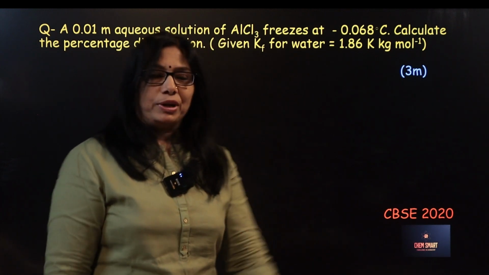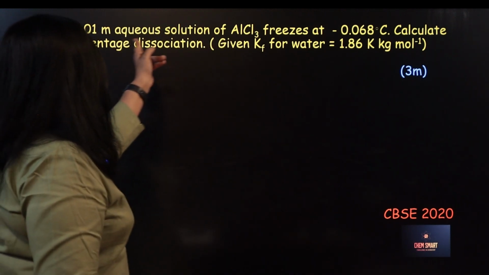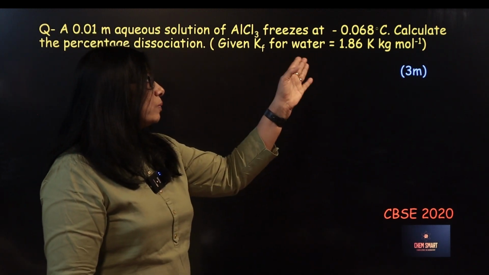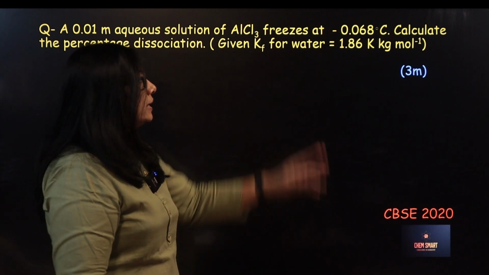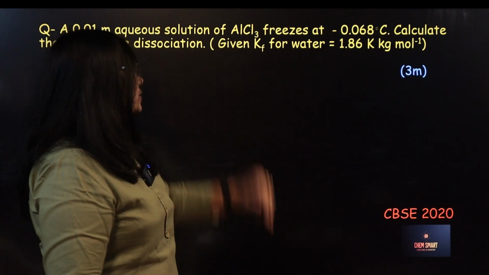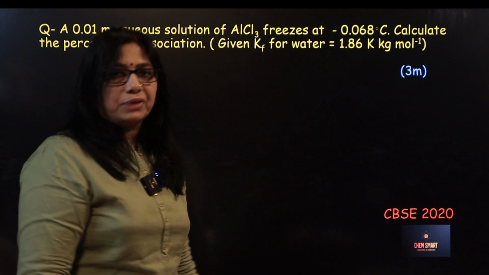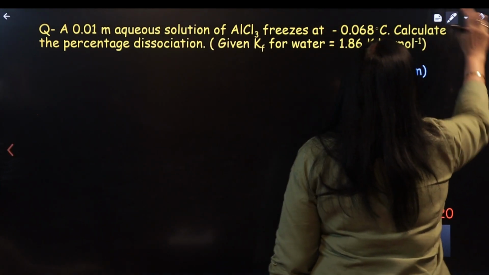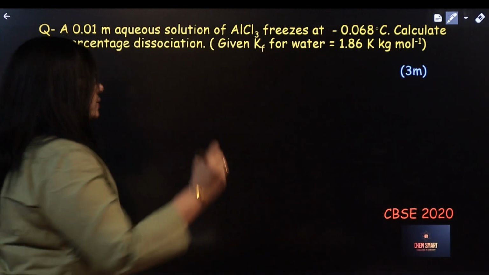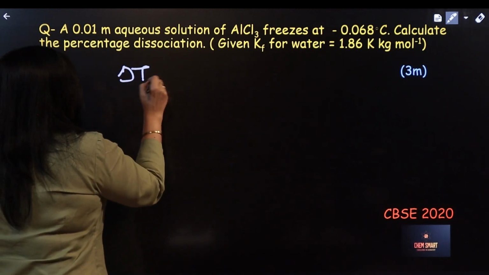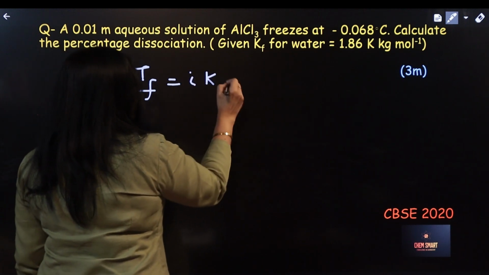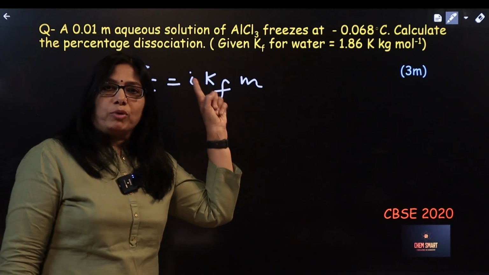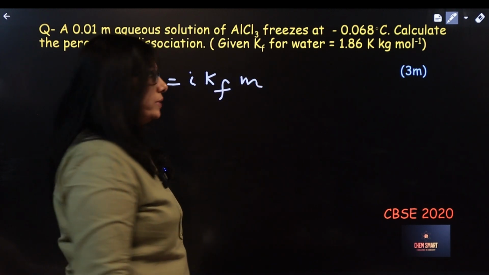Now the next question is another numerical question. Today I have included more numericals. A 0.01 molar aqueous solution of aluminum chloride freezes at minus 0.068 degrees centigrade. Calculate the percentage dissociation, and Kf value for water is given. Here also it is freezing. So you have to deal with depression in freezing point. So that will be delta Tf is equal to i into Kf into m. We are not expanding m because already molality as such is given in the question.